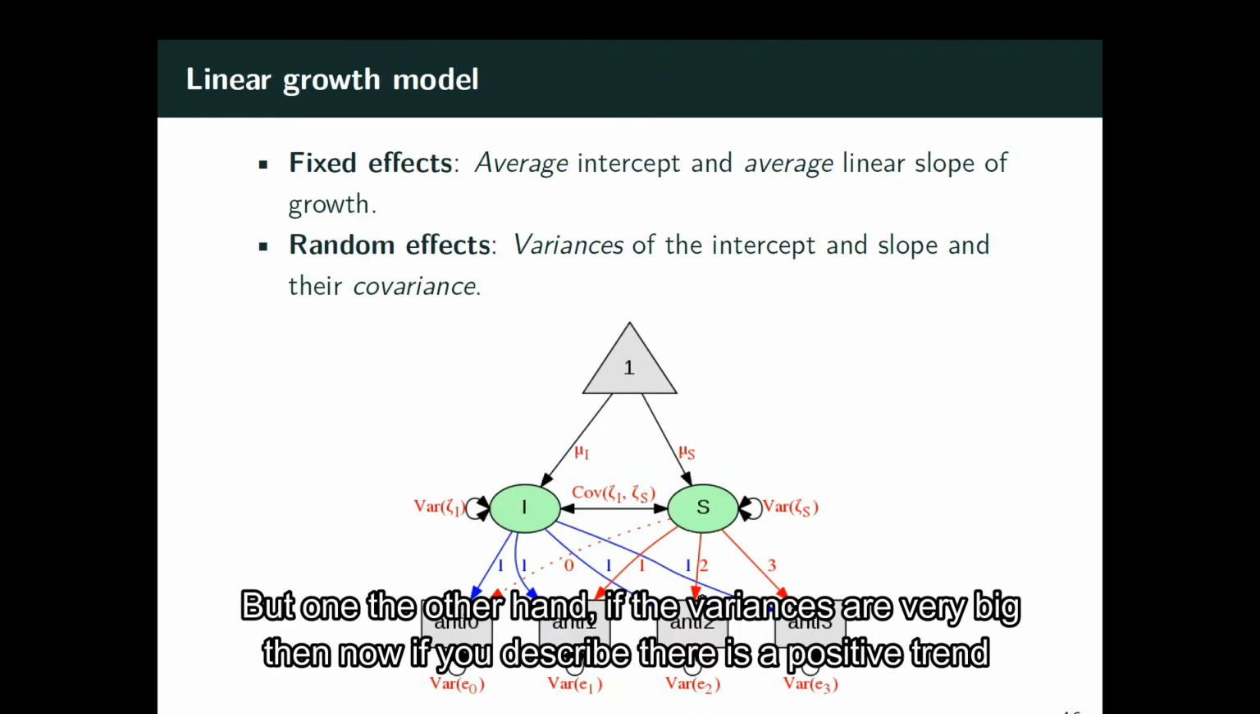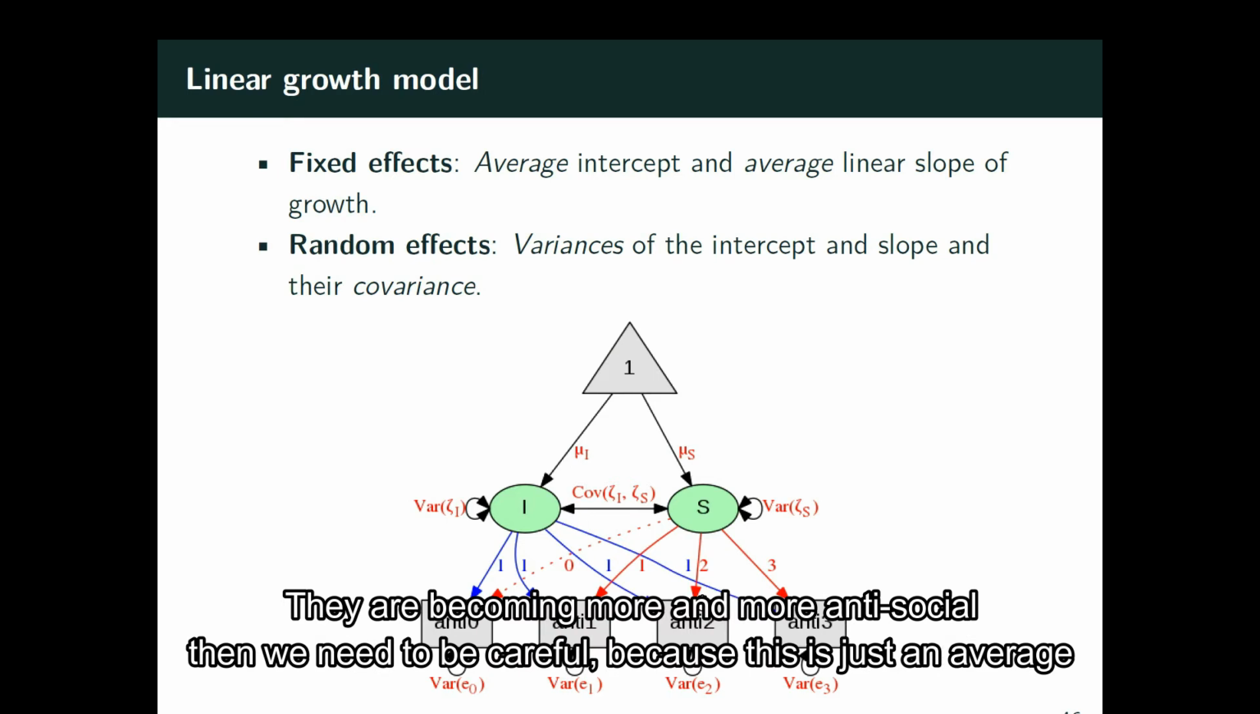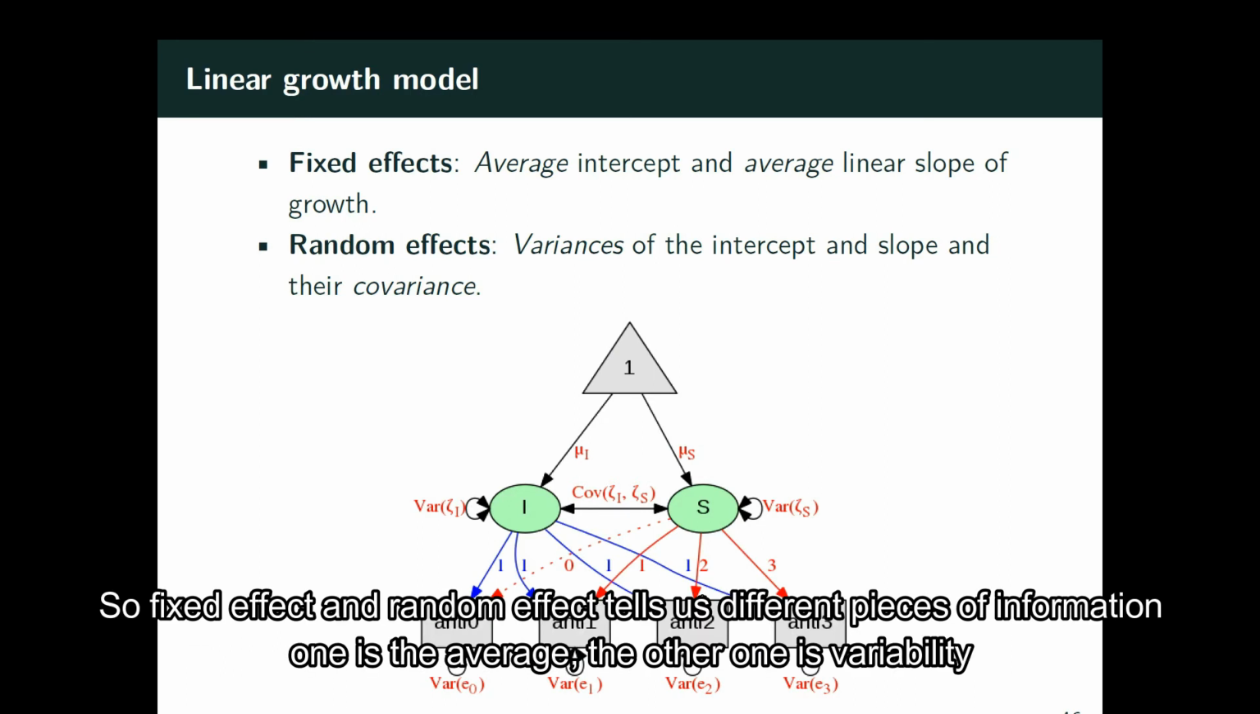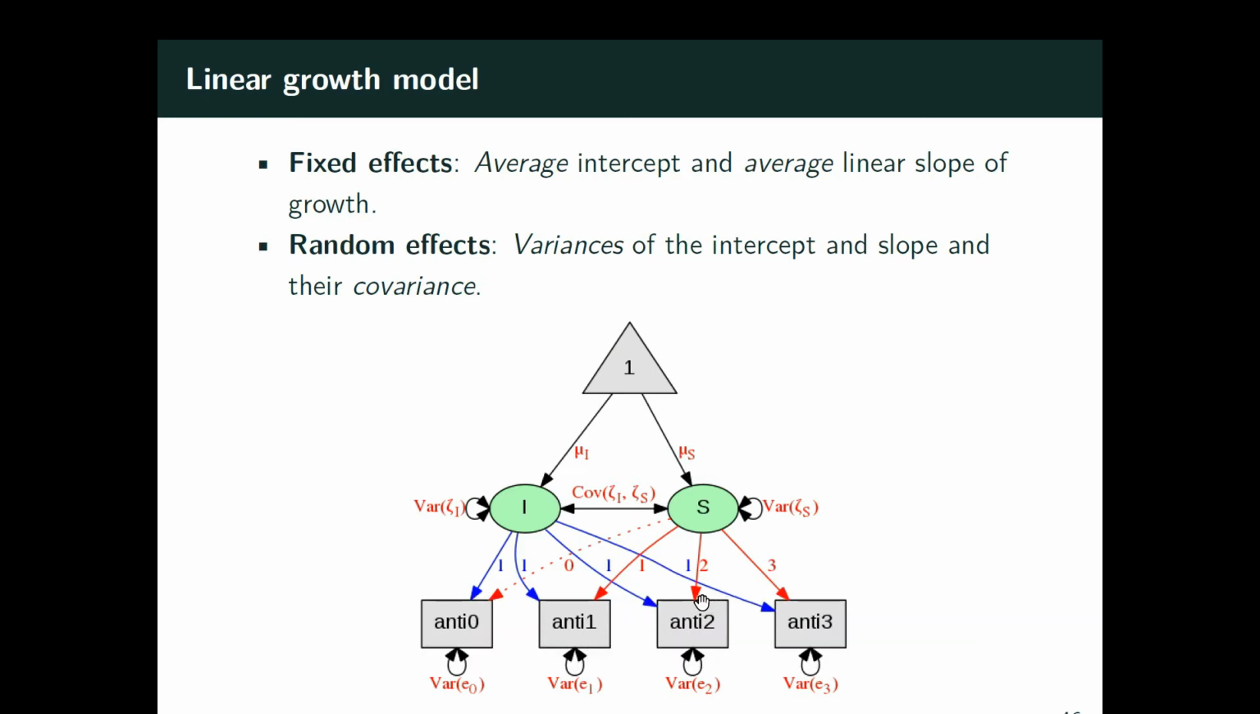But on the other hand, if the variances are very big, then if you describe there's a positive trend, they are becoming more and more antisocial, we need to be careful because this is just the average, and then there's a lot of range. Some of them can even be negative. So the fixed effects and random effects tell us different pieces of information. One is the average, the other is variability.